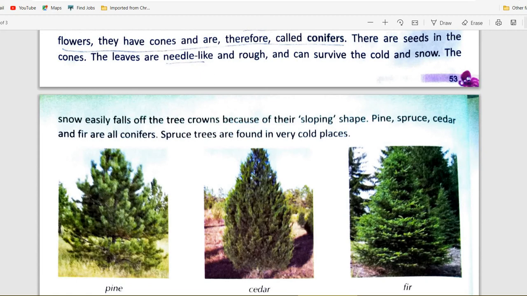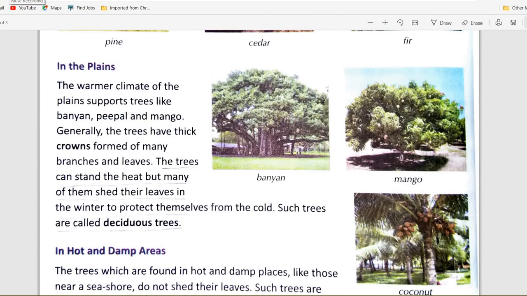Now next is the plains. We live in the plain areas, so which trees are found near our area? Mango trees, banyan trees, neem trees, etc. are found near us.